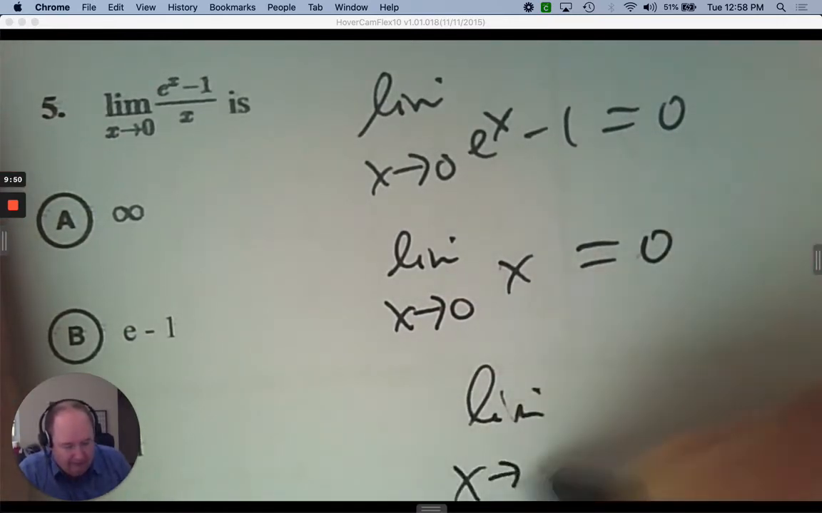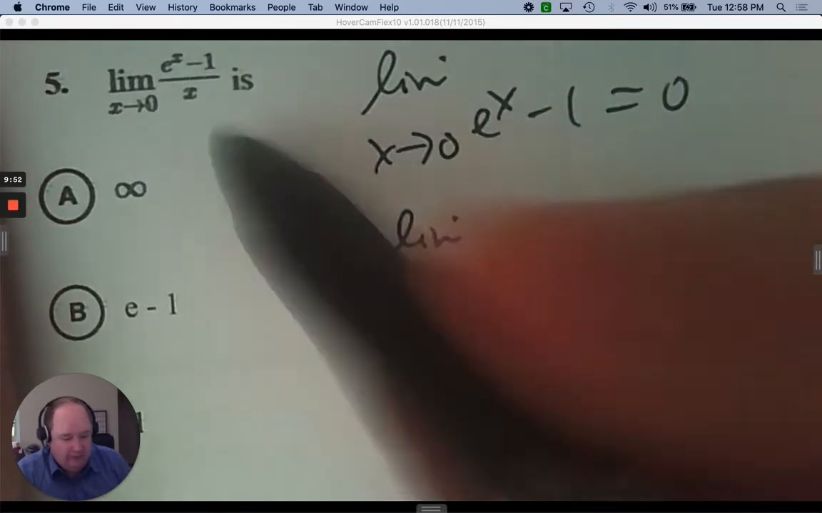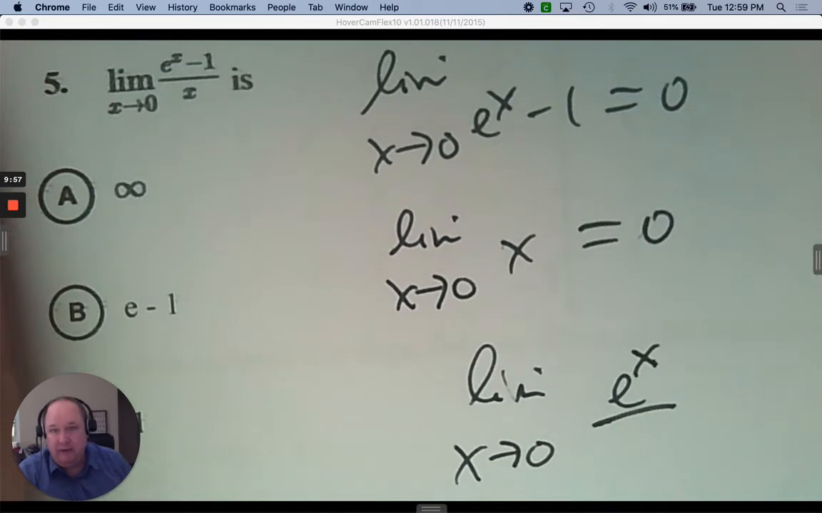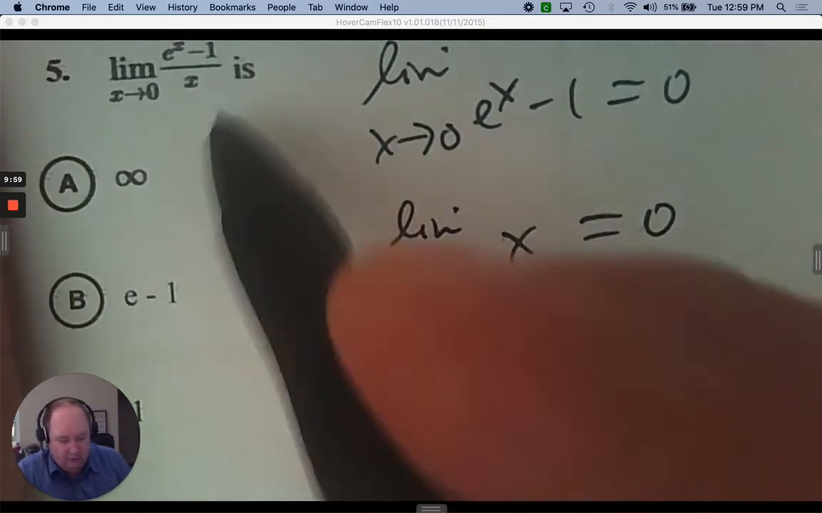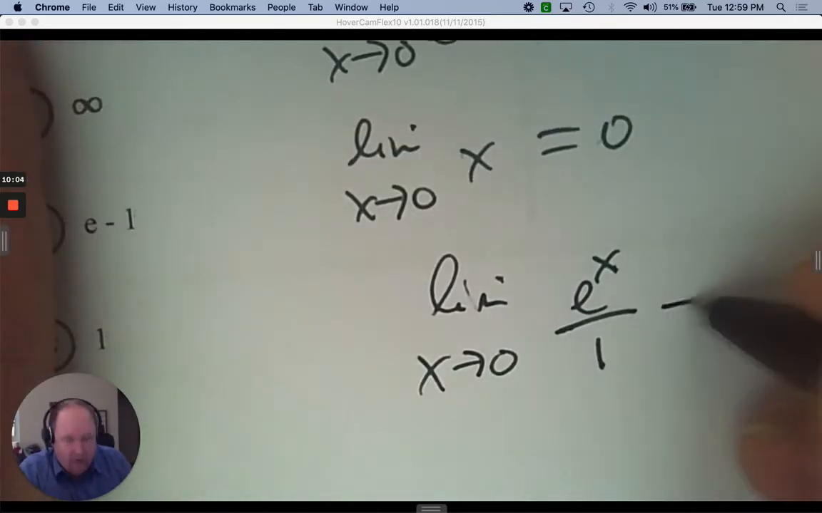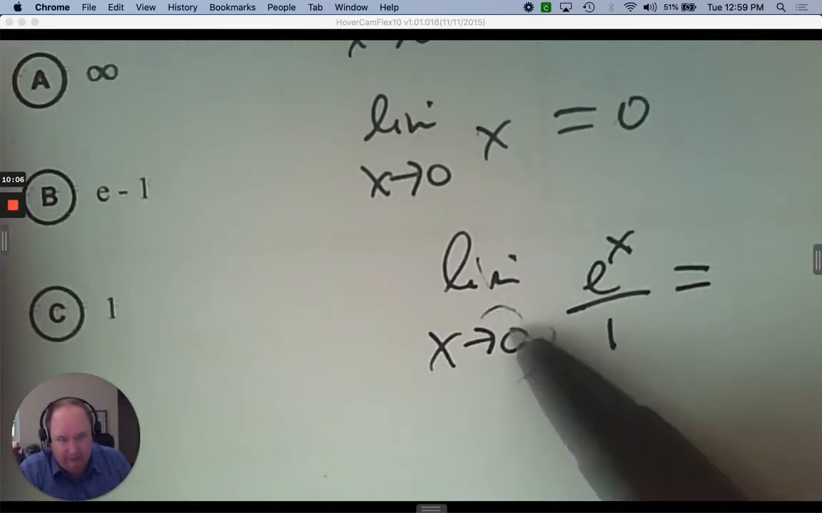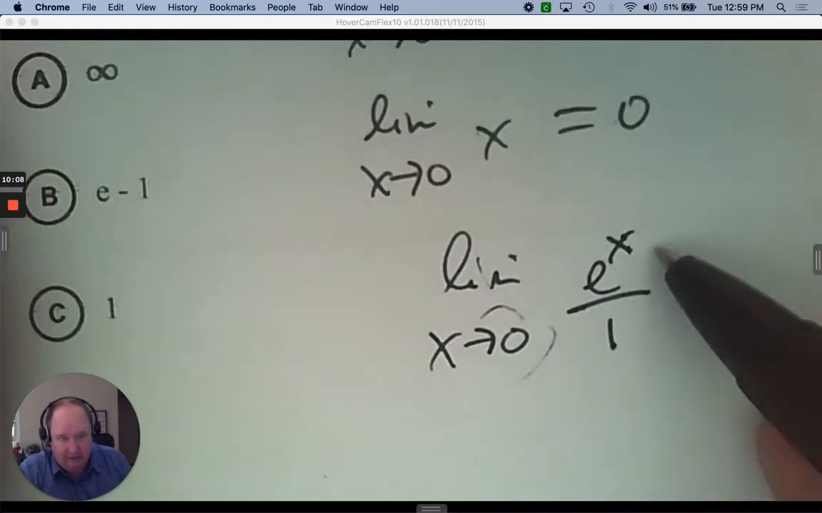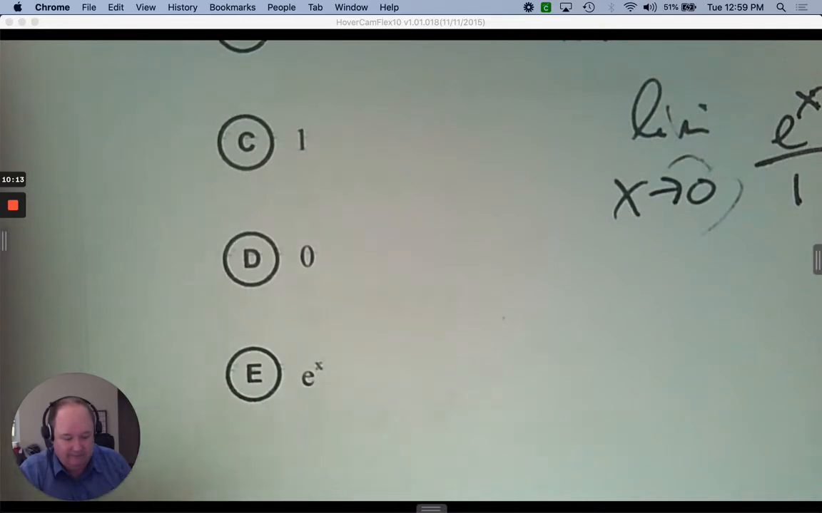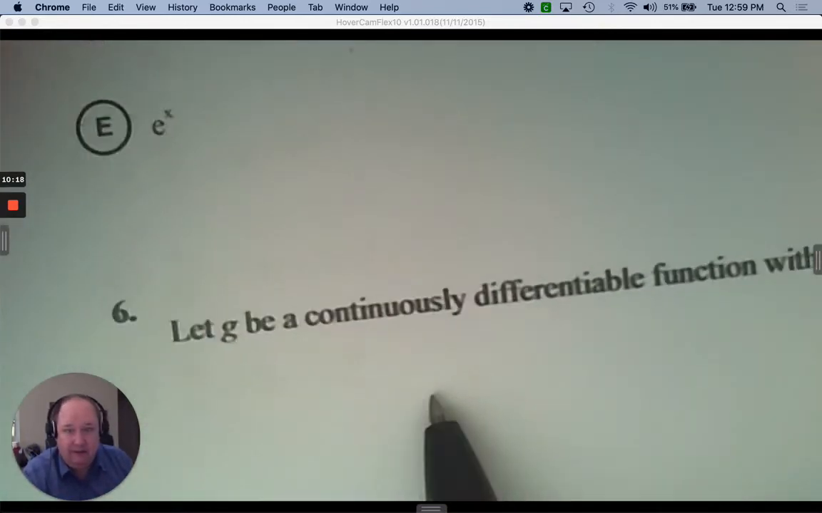So if I'm going to apply L'Hopital's rule, you take the derivative of the numerator, e to the x subtract 1. The derivative is e to the x. The derivative of just x is 1, and now it's no longer indeterminate. Plug 0 in for x, evaluate, and then find the answer that would match it. Done. All right, 6. Let g be a continuously differentiable function with g at 1 equaling 6 and the derivative of g at 1 equaling 3.